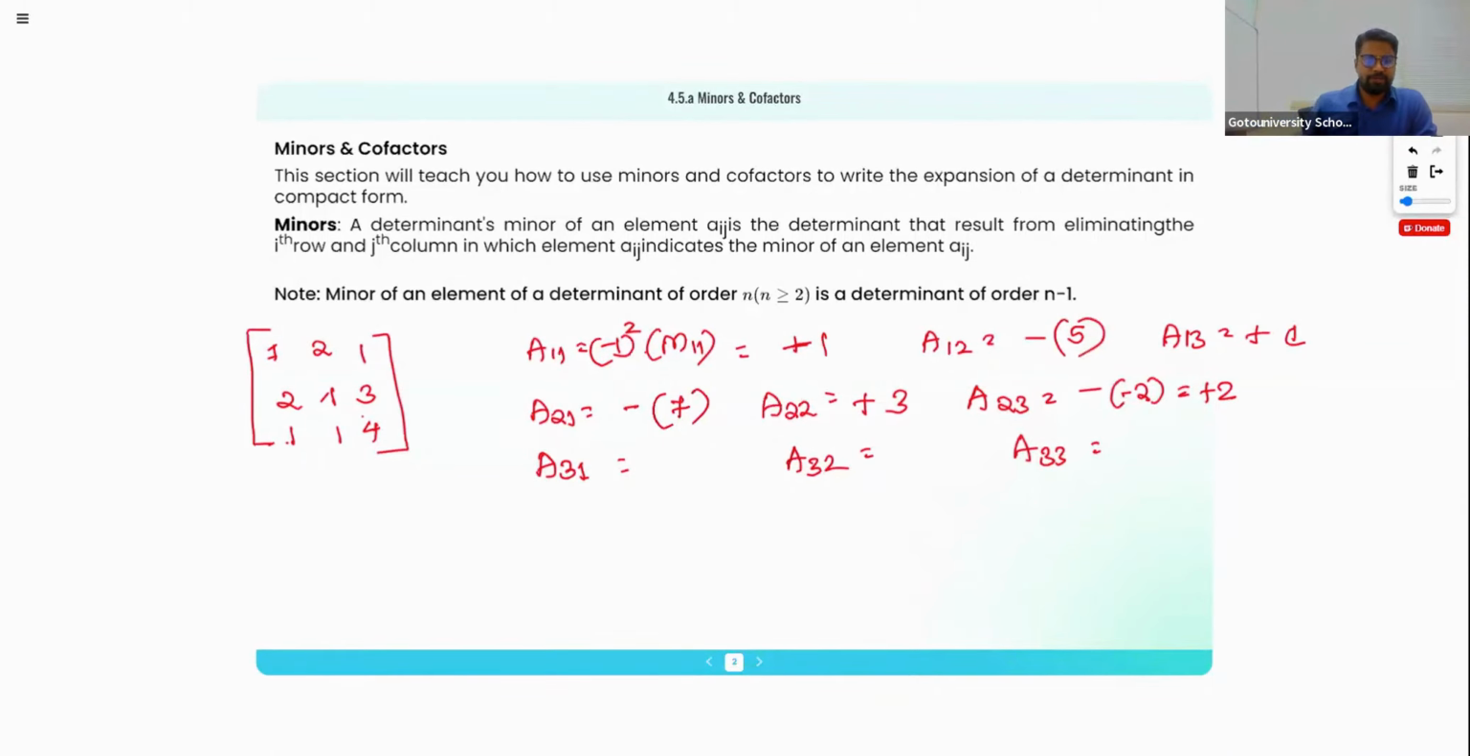what is A31? A31 is going to be plus or minus here, plus sign. After that, let's see finally what we get. Is it plus or minus? So I'm going to multiply: 3 2s are 6, minus 1, 5. So A32 minus sign. Okay, so I'm going to eliminate the third row and second column. 3 1s are 3, minus 2, which is plus 1. So it's going to be minus 1 finally.